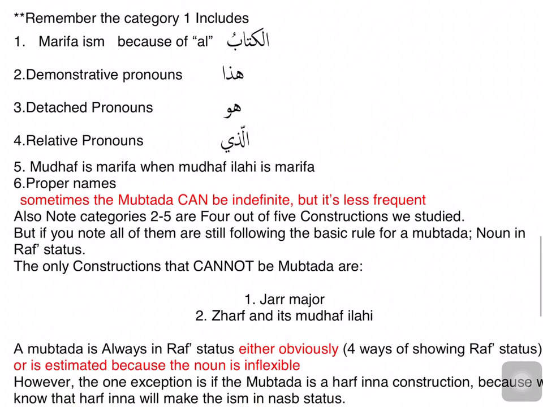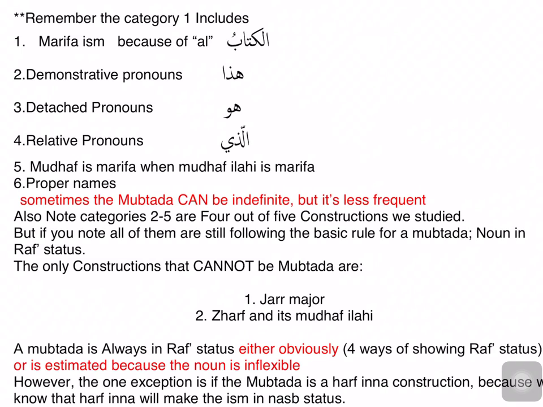Now another thing we want to see is that mubtada, we said, is marifa, and there are different ways an ism can be marifa. Ism can be marifa because of al. Your mubtada could be al-kitabu. Ism can be marifa because it is an ismul ishara, like hadha. So your mubtada could be hadha. Ism can be marifa because it is a detached pronoun, dhamir munfasil, huwa, huma, hum, any of those. So your mubtada could be a pronoun.